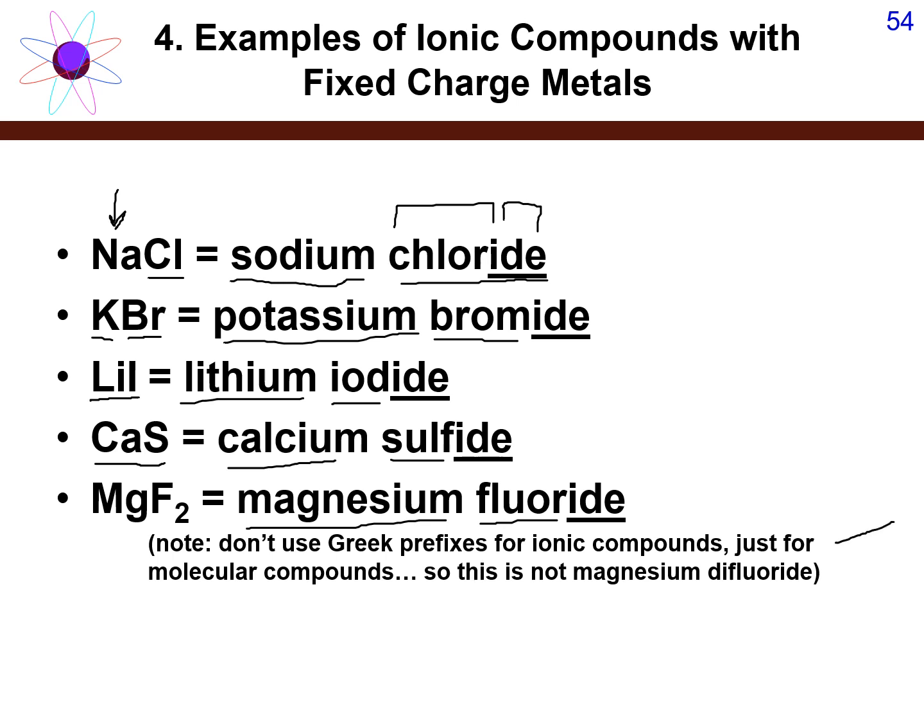We don't use Greek prefixes for ionic compounds, just for molecular compounds. If you notice, how do I know these are ionic compounds? Well, just to refresh from the previous slide, ionic compounds are always a metal plus a non-metal. If you look at sodium chloride, there's your metal, there's your non-metal, and it's going to be the same for all of these on this list.